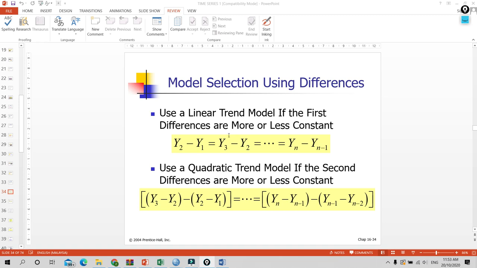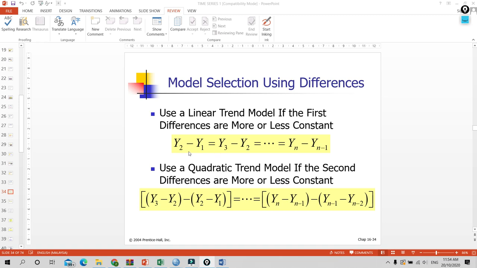Okay, how to use, and when to use, the linear trend model or the quadratic trend model. These are rules of thumb. You use the linear trend model if the first differences are more or less constant.